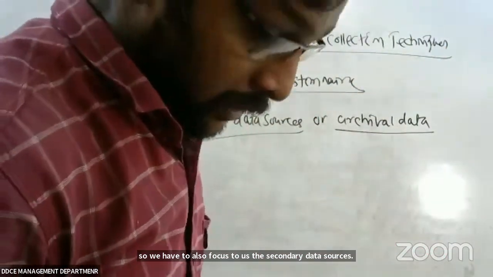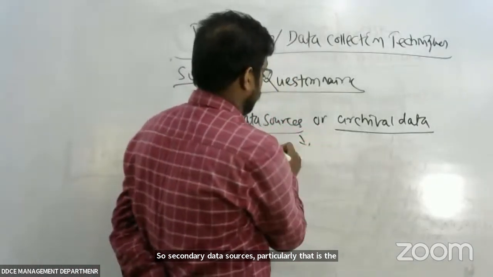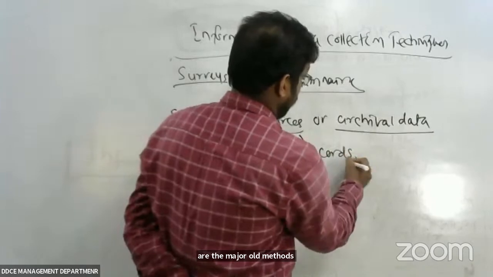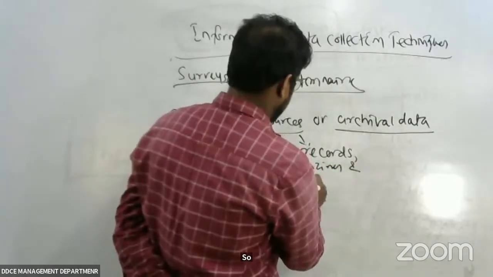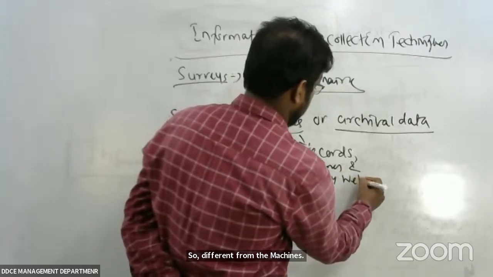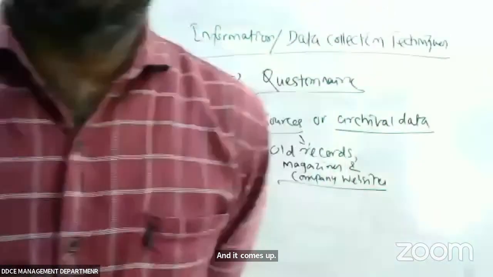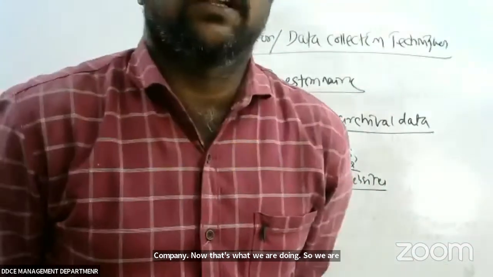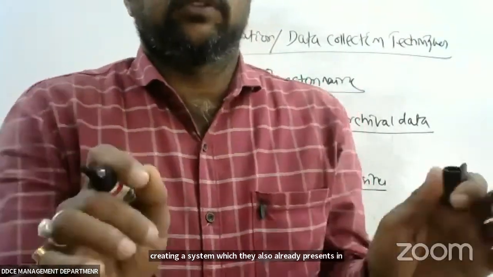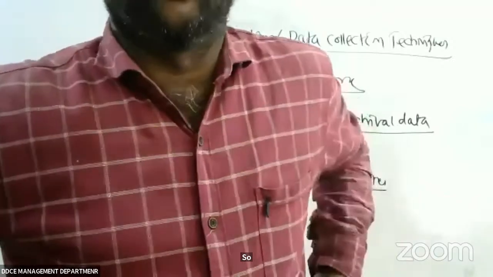Secondary data sources are particularly old records, magazines and company websites. Nowadays we are creating systems which are already present in another area. For example, suppose we develop an information system for student management. Many applications are already developed, so we can also follow those.